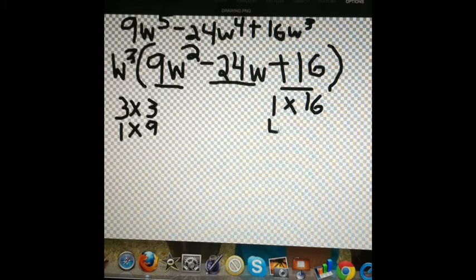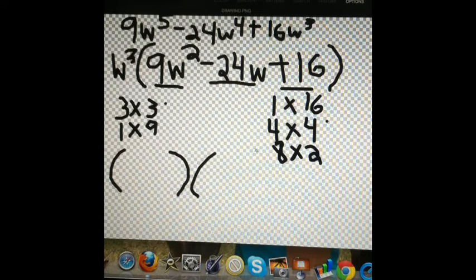4 times 4, and 8 times 2. Okay, fix that 8 a bit. Okay, so we need to choose one multiple from this side and one multiple from this side. And so what we're going to do is choose one from each side.